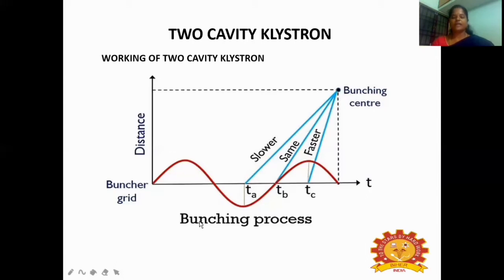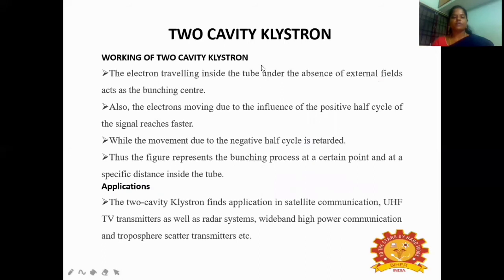So this is the Applegate diagram. The electron traveling inside the tube in the absence of the external field acts as the bunching setter. The electron moving under the influence of the positive half cycle signal reaches faster, while the movement due to the negative half cycle is retarded or slower. This figure represents the bunching process at a certain point and at a specific distance inside the tube. So this is the operation of the two cavity klystron.